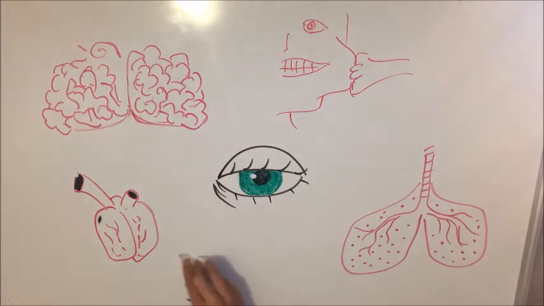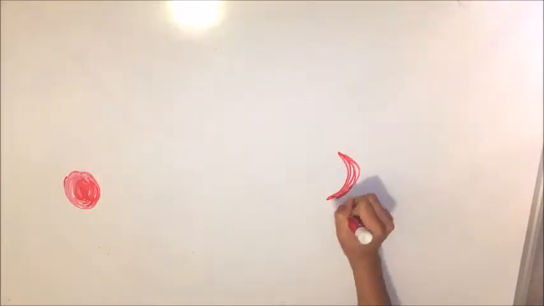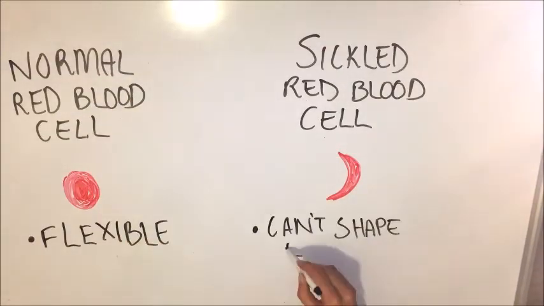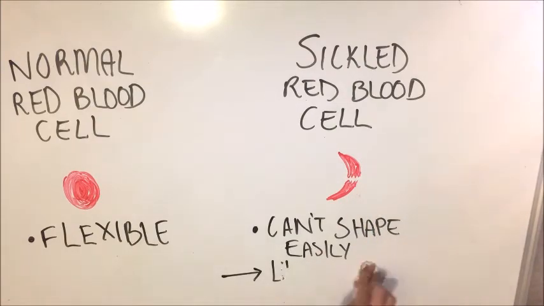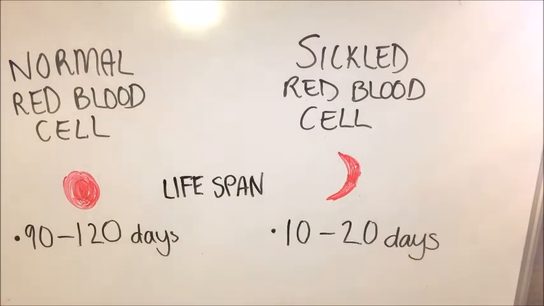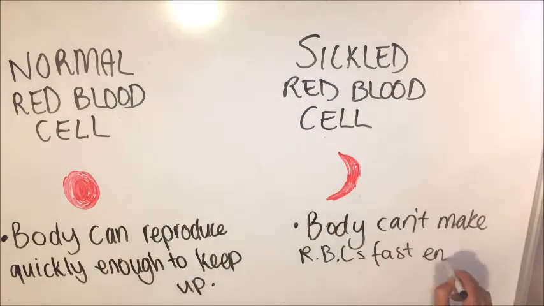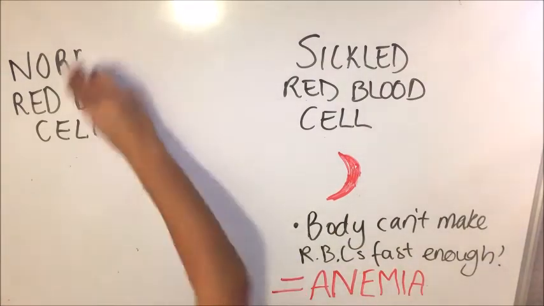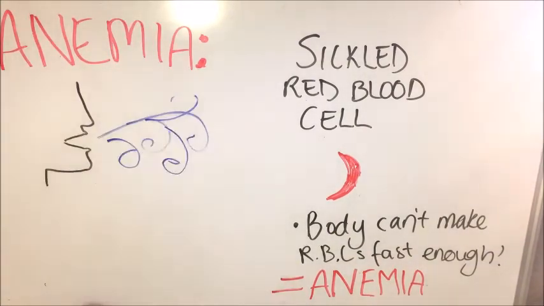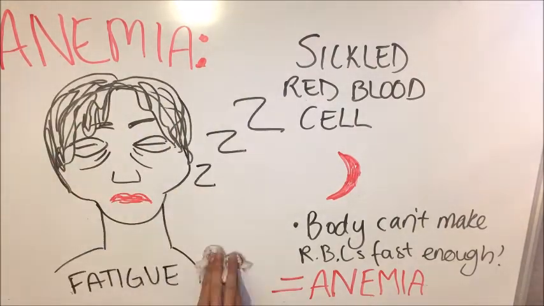See, in a normal cell lifespan, they can last up to about 90 to 120 days. But because sickle cells can't shape easily, they burst or hemolyze. That means that their lifespan is usually about 10 to 20 days. See, the body can't reproduce them fast enough, meaning that the number of red blood cells are lower than normal. This means that the person now has anemia. Anemia can cause shortness of breath, fatigue, and delayed growth and development.